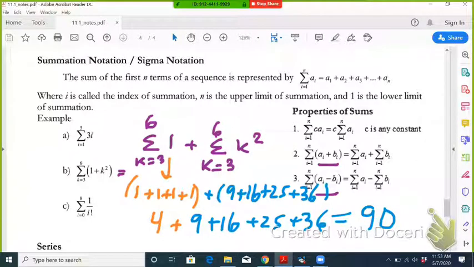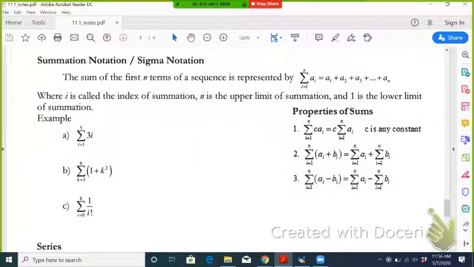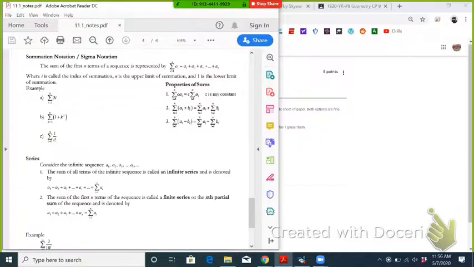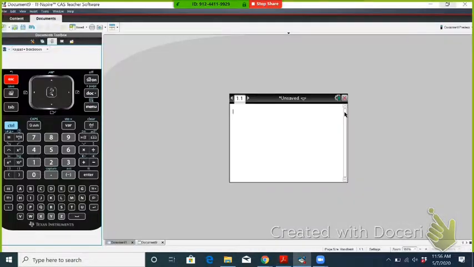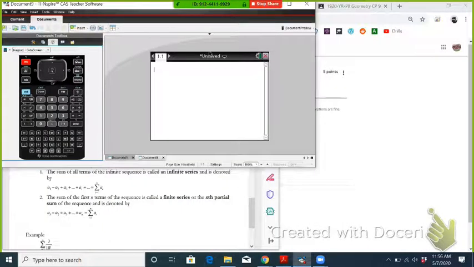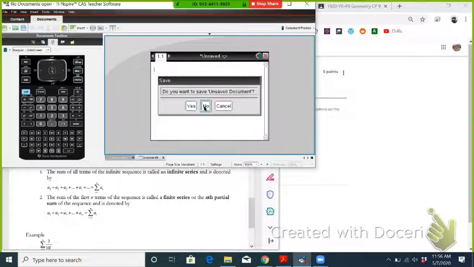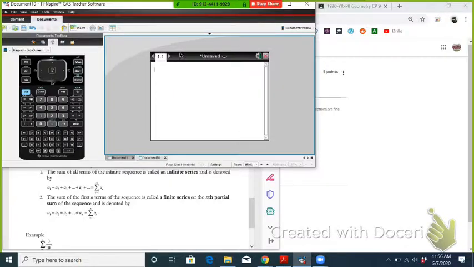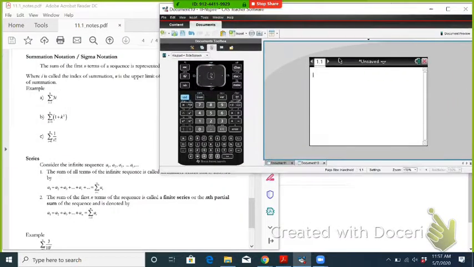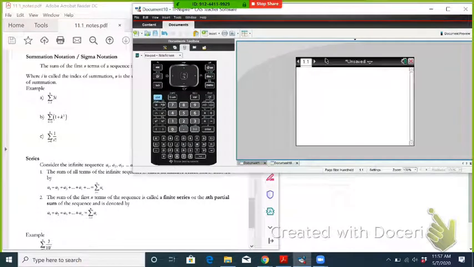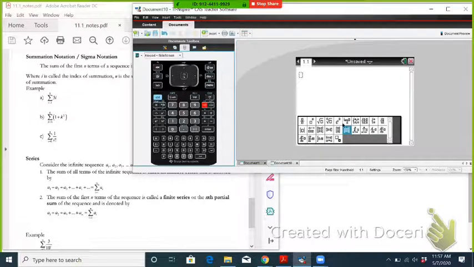I'm going to show you right now how to do it on the calculator. So if we open up a new calculator, just hit the home button, go to a new document, and add a calculator. We're going to do C on here. The first thing we're going to do is hit the button next to the 9, and it gives us all of these options here.